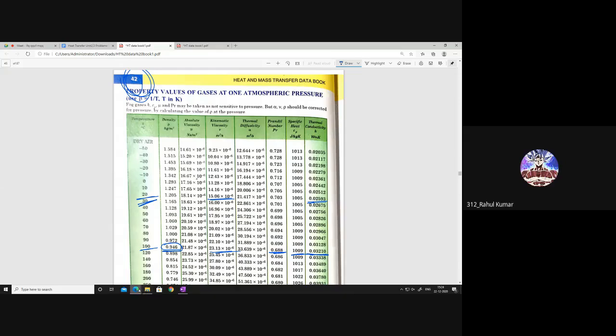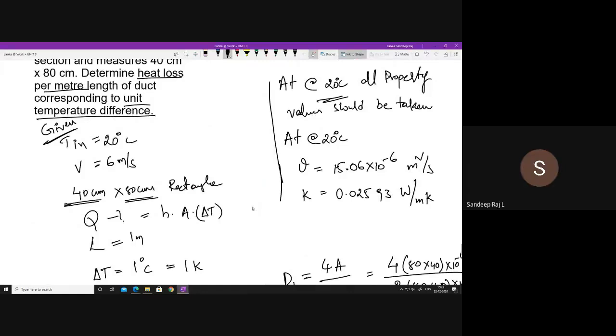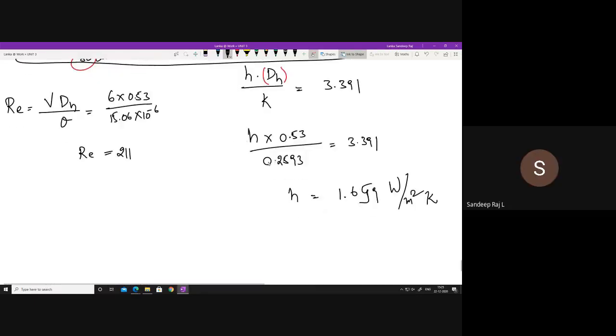Sir, the thermal conductivity is also 0.02593, sir. You took it, but when calculating below, it is 0.2. Here I should correct it. That is why 0.1659 comes, sir. 0.02593. The H value should be corrected now to 0.16. The RE value has to be corrected.